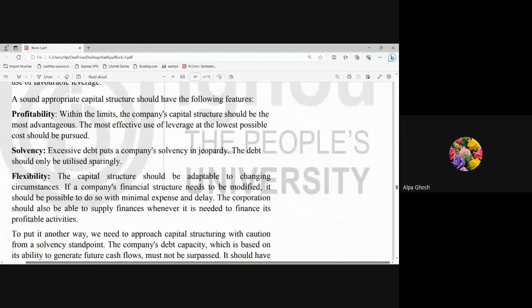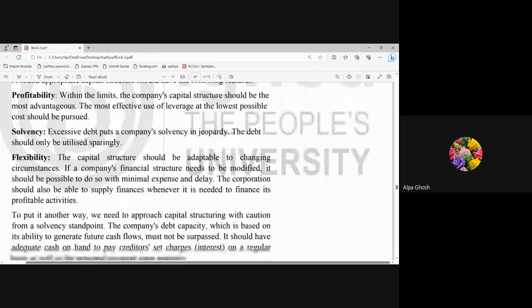Solvency: it should be designed in such a manner that excessive debt is not put into the business account, so that the solvency continues. Otherwise, if the burden of more and more debt is there in the business, it may lead to insolvency, as we will not be in a position to pay our debts.